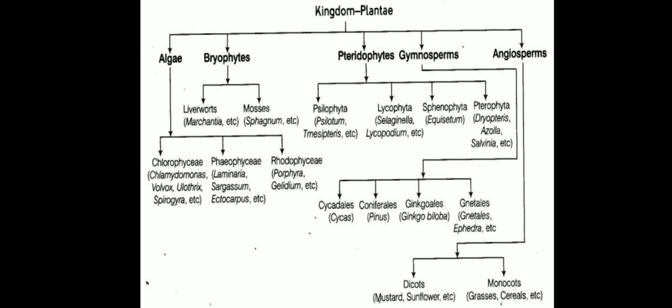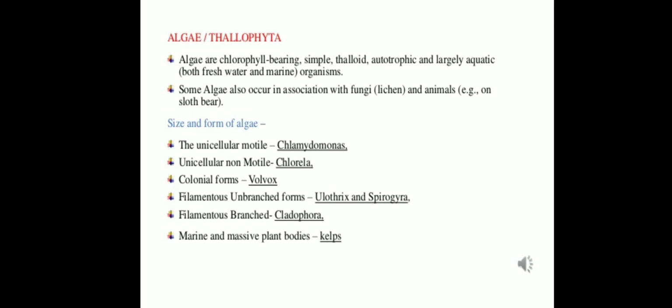Here in this slide, you can see the classification of kingdom Plantae along with their types and examples. Kingdom Plantae is divided into five major classifications: algae, bryophytes, pteridophytes, gymnosperms and angiosperms. And their examples and the classes are mentioned here in this slide. Let us learn about algae now.